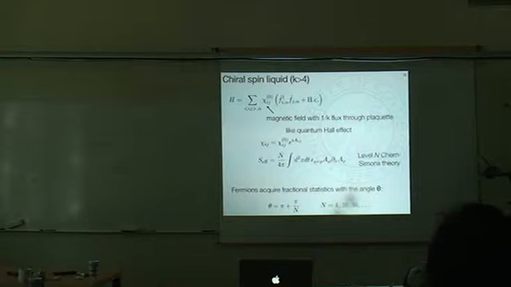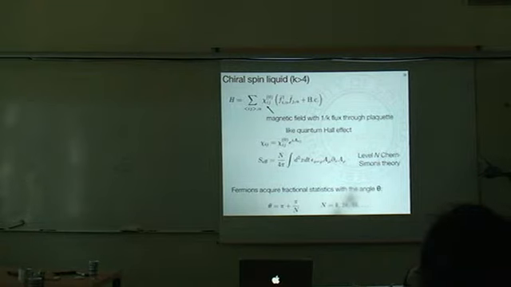It has to do with the fact that these fermions have a Hall conductivity. And the coefficient here is n. It's kind of interesting, it's a 1 over n expansion. That's why the coefficient here is n. So it's a Chern-Simons theory at level n.